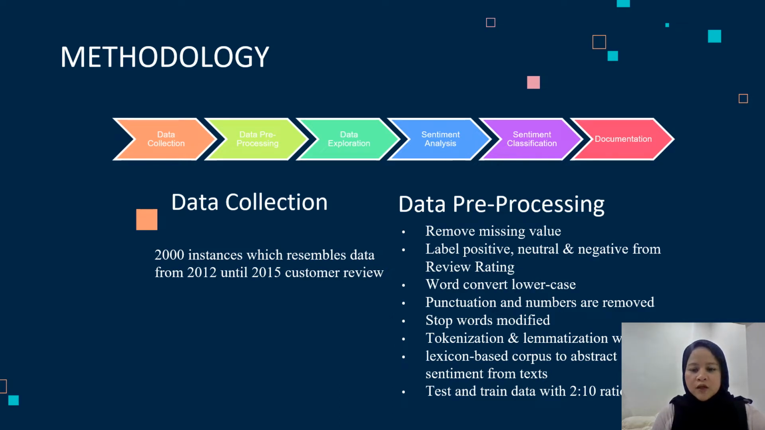In data pre-processing, we remove the missing values. We label the positive, neutral, and negative from the review rating, which is 1 to 5. We convert words to lower case, and punctuation and numbers are removed. Stop words were modified, which is words like "don't" we modify to "do not", and "I'm" we change to "I am", so that we can have a better understanding.